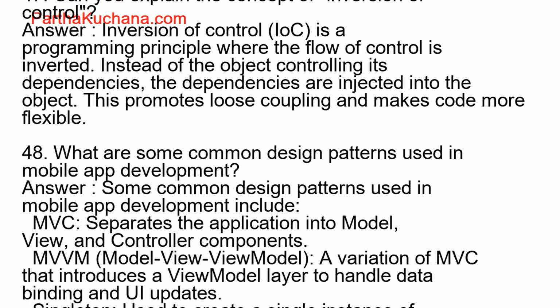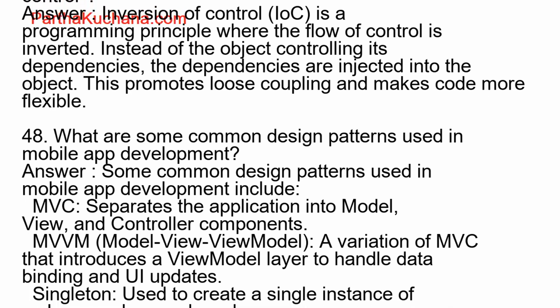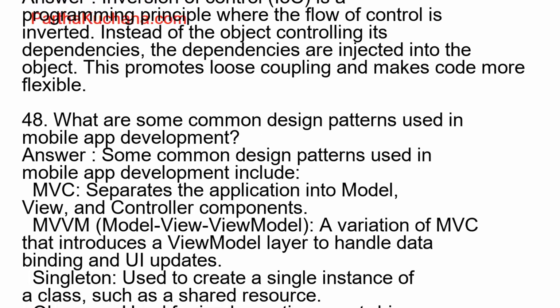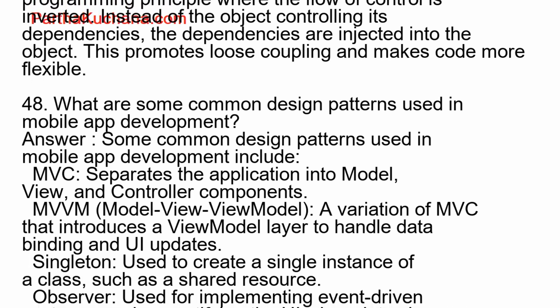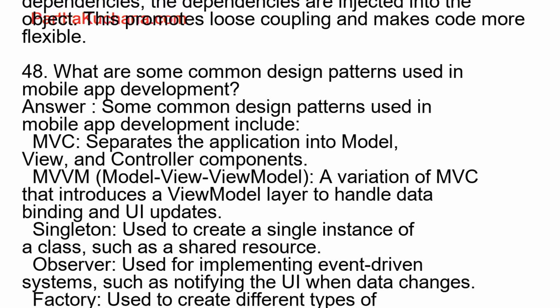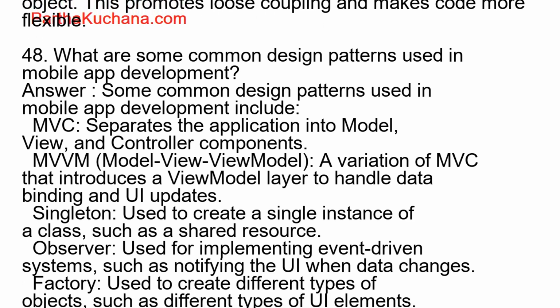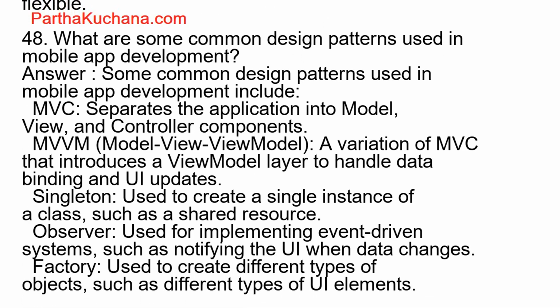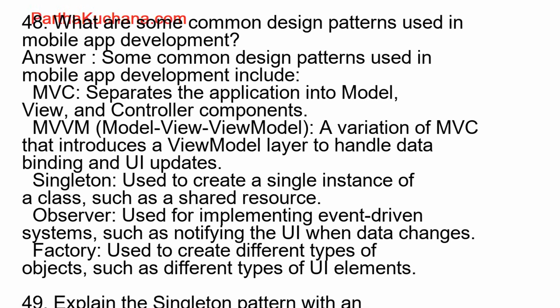Singleton, used to create a single instance of a class, such as a shared resource. Observer, used for implementing event-driven systems, such as notifying the UI when data changes. Factory, used to create different types of objects, such as different types of UI elements.